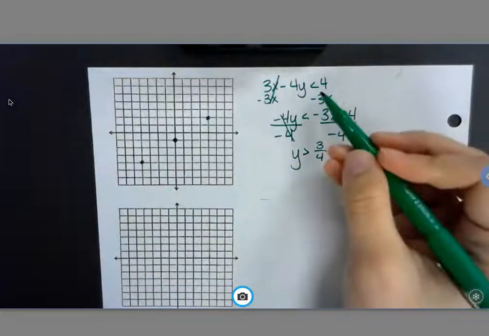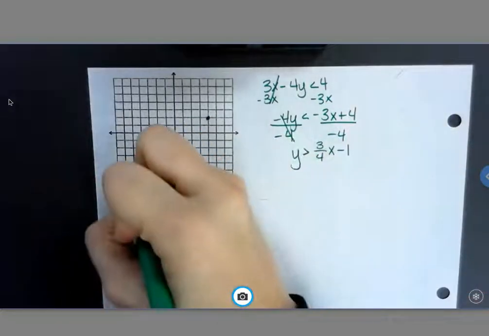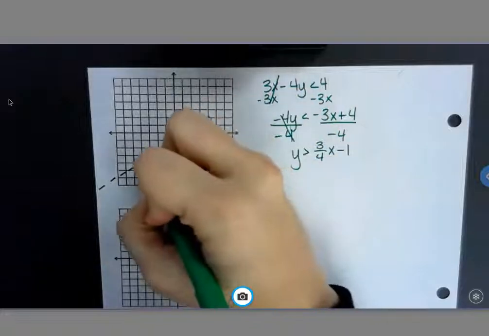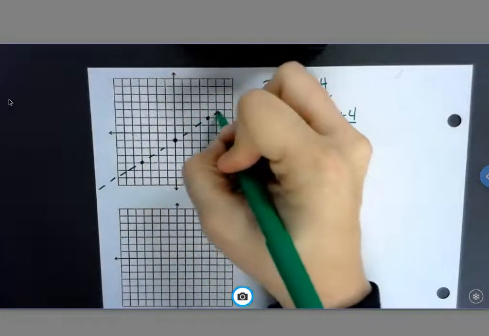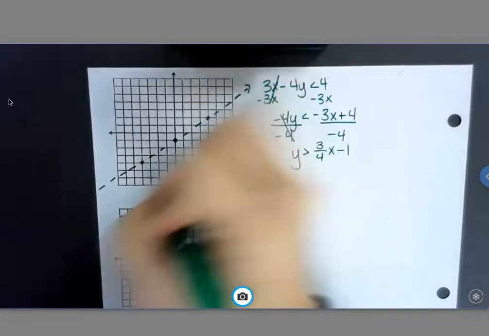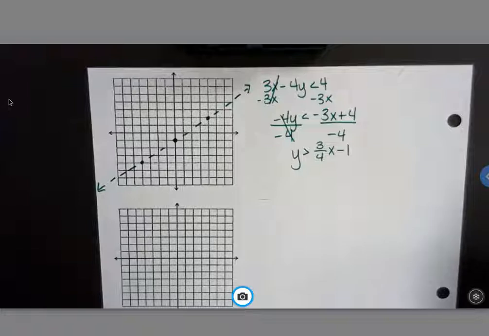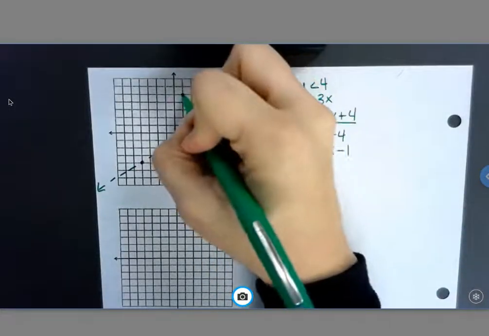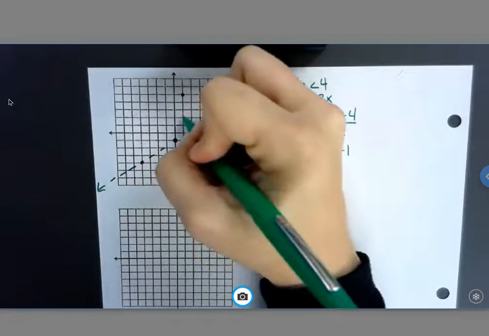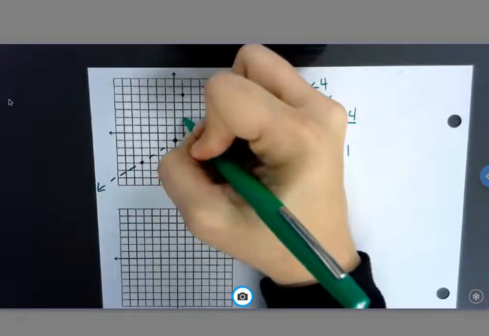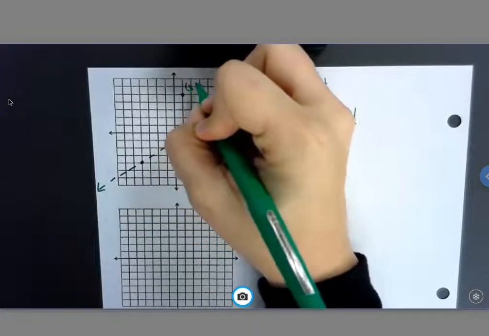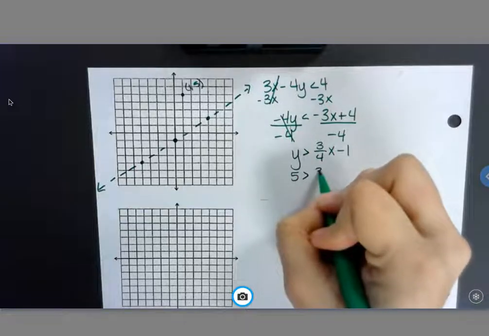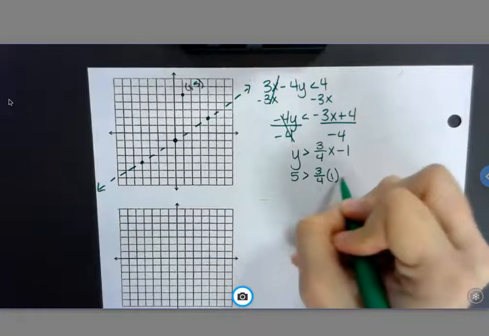Okay, since it is a less than or greater than sign, it will be dashed. Got to pick a point to test it. Let's pick this one. 1, 2, 3, 4. So I'm going to pick 1, 5. You don't have to pick that. It's just the one I'm choosing to pick.